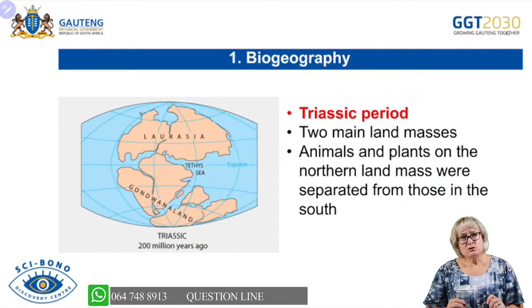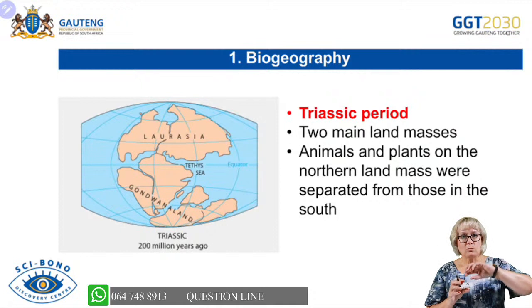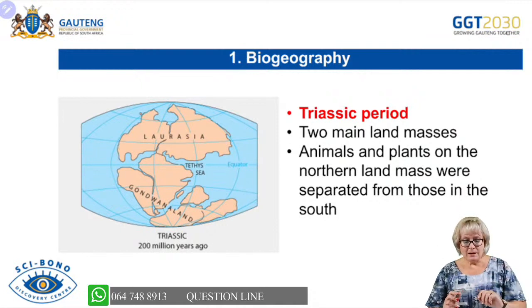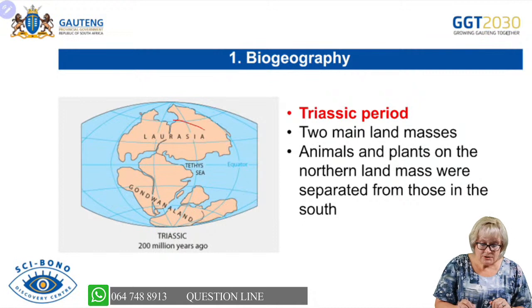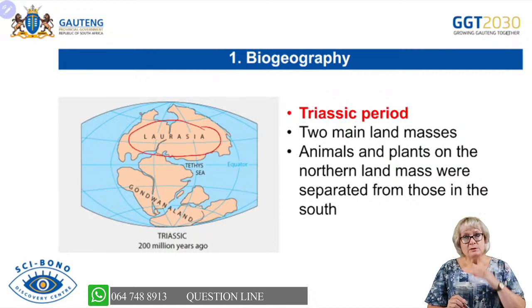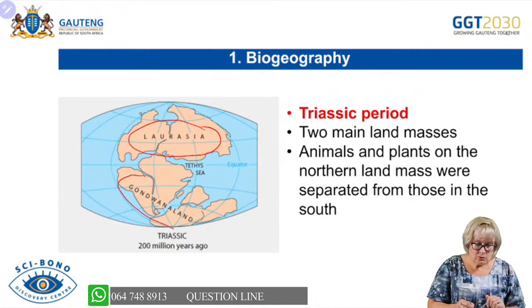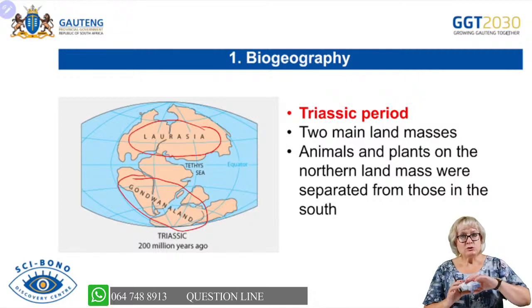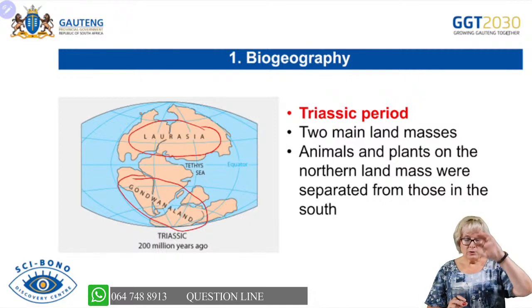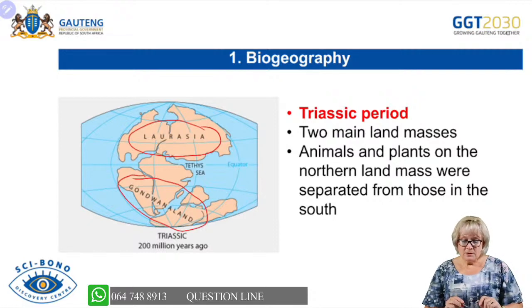Then if we look at about 200 million years ago, the continent basically split in two, and the pieces started moving away from one another, one piece to the north, one piece to the south. And that was in the Triassic period. Now the piece that moved to the north was called Laurasia. And the piece that moved to the south was known as Gondwanaland. So at this period, we had basically two land masses, one to the north, one to the south. Animals and plants on the northern land mass were separated from those in the south.